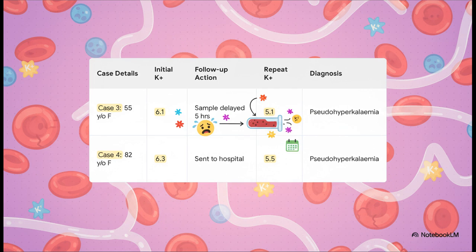In both of these cases, the diagnosis wasn't a real medical problem, but a lab error called pseudo-hyperkalemia. If the sample sits too long, potassium can actually leak out of the red blood cells right there in the tube. It's a huge lesson. You always have to think about the journey the sample took from the patient to the lab.